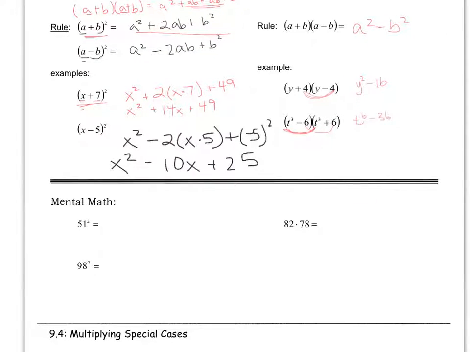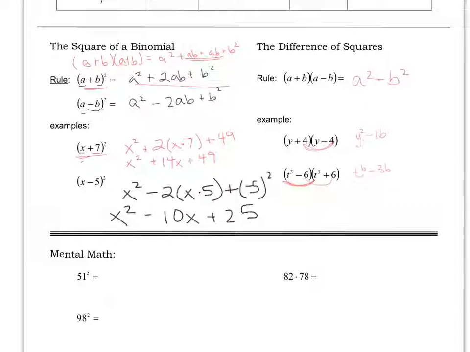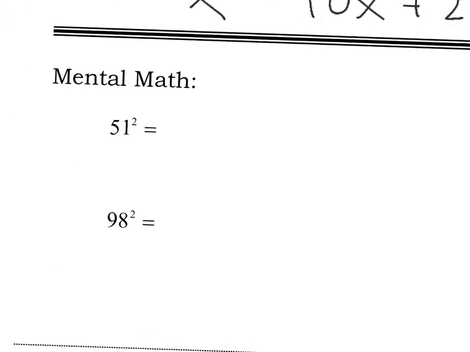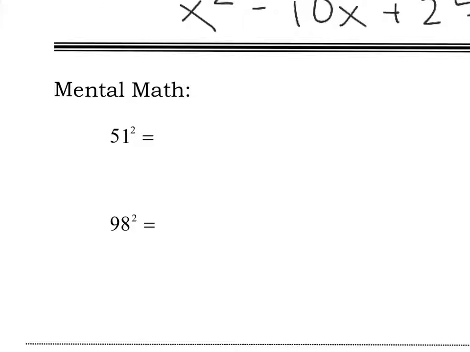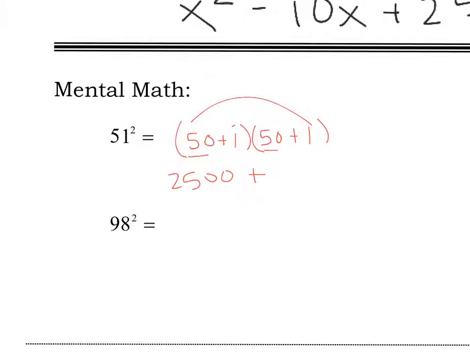Now this comes in handy if you know these two. This comes in handy when you're doing mental math. So if you had to do 51 squared without a calculator, this is actually 50 plus 1 times 50 plus 1. So 50 times 50 is 2500, plus 2 times 1 times 50, plus 1 squared. So 51 squared is 2500 plus 100 plus 1. So 2601 is the answer.